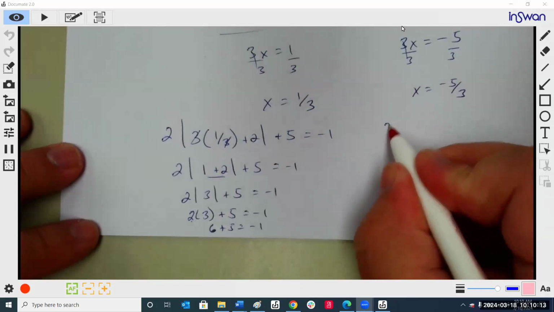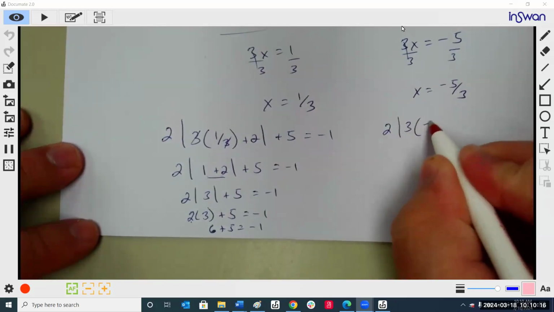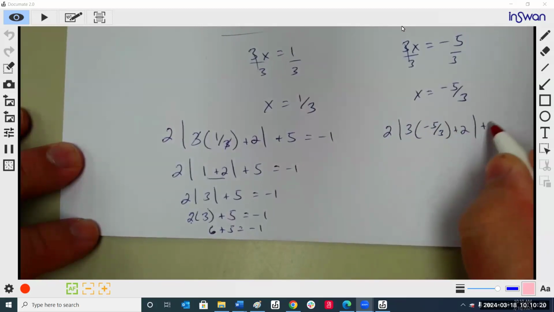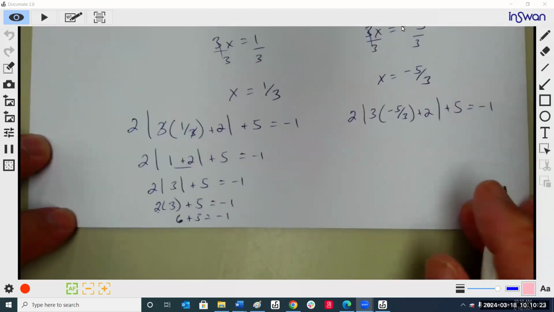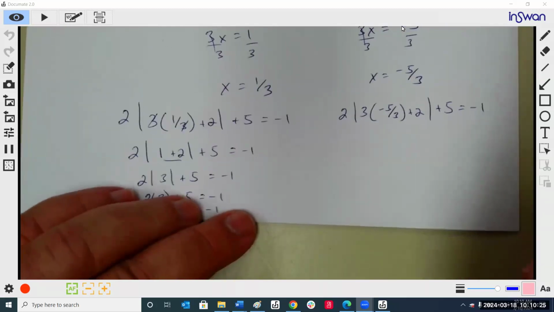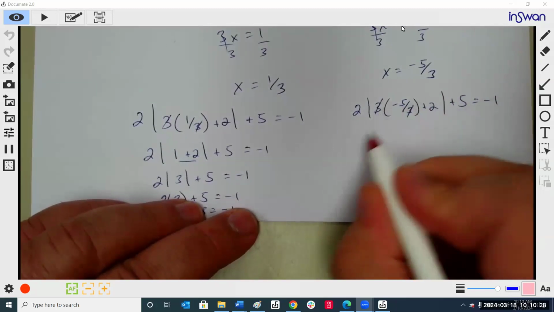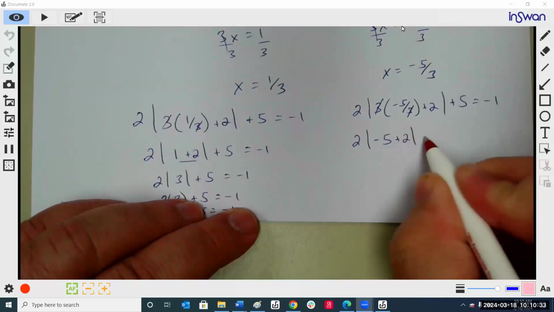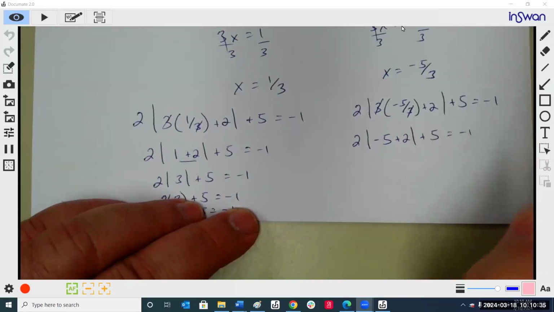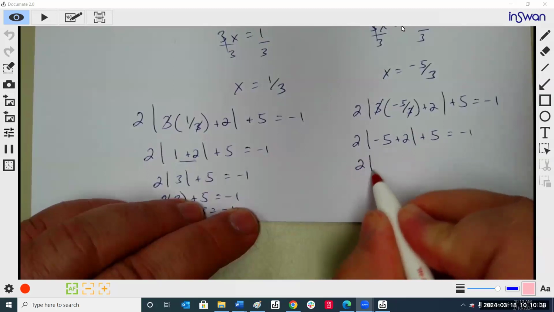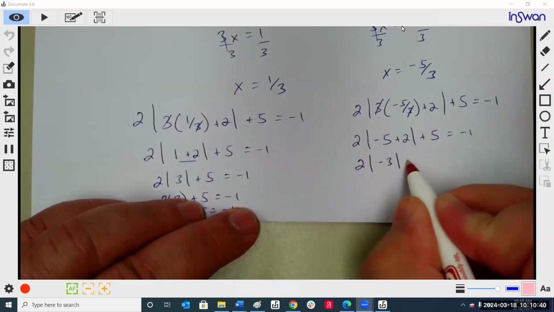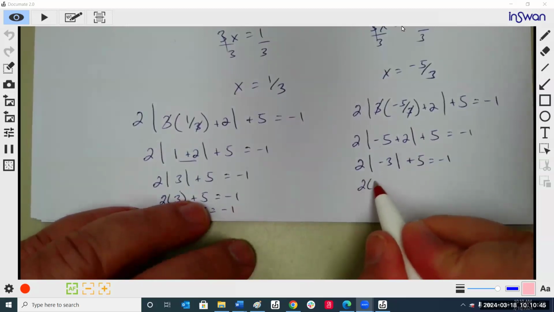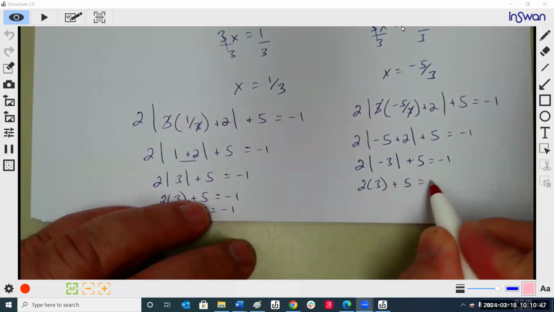Likewise, we do the same thing here. -5/3 plus 2. The threes cancel, so we have -5 plus 2, which makes it -3. And we get the same answer as before.